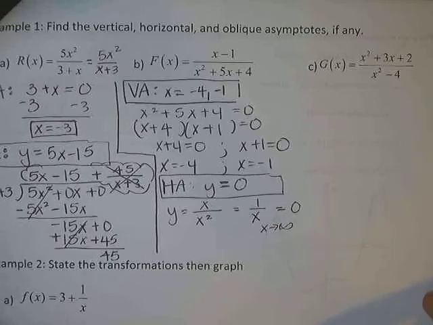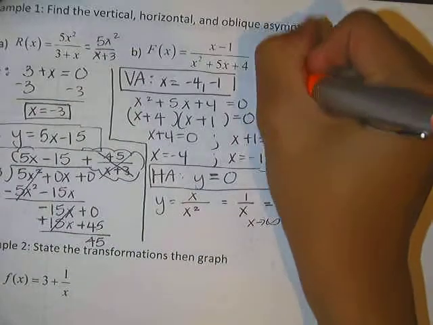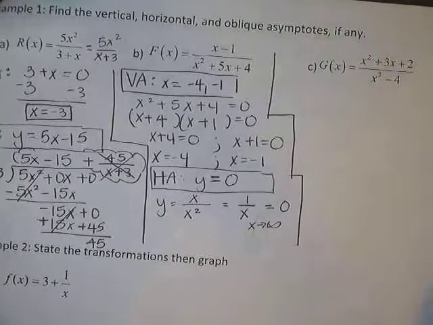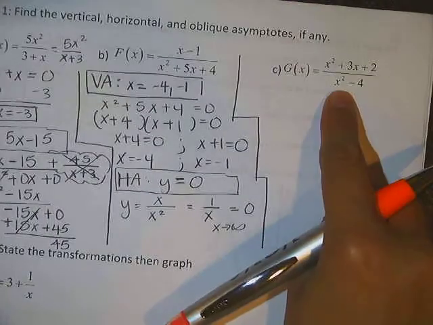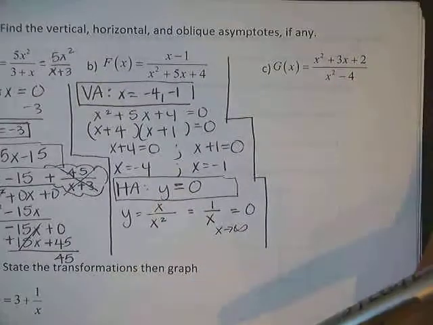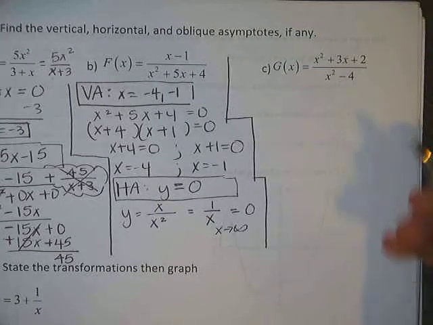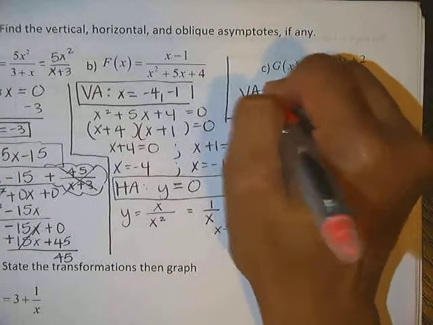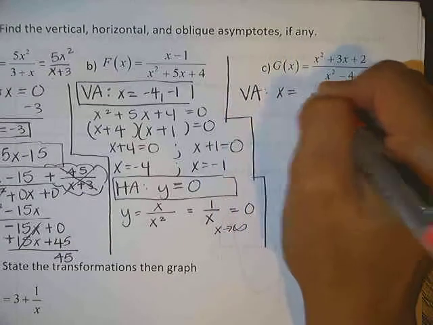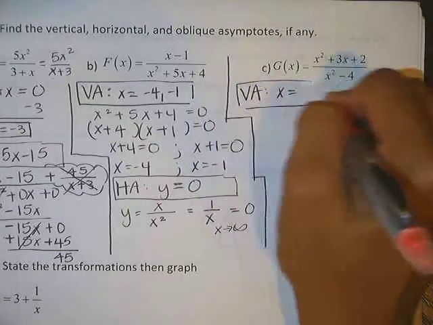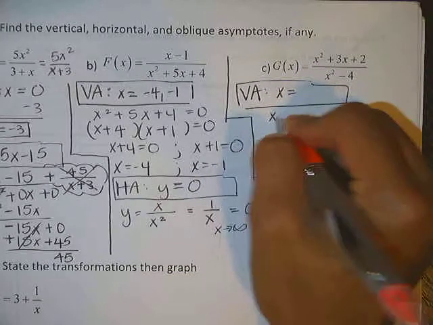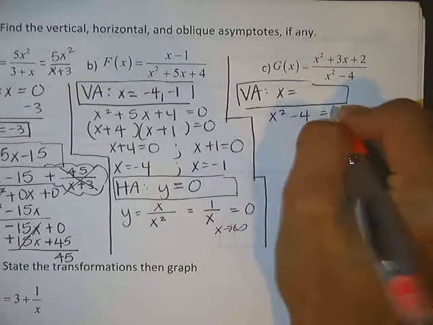All right, so we have one last problem, and that's it. First, we're going to find the VA. That means what values will make the denominator 0? So VA equals, x equals, and I'll box that up, I'll fill that in in just a second. We take the denominator and set it equal to 0.